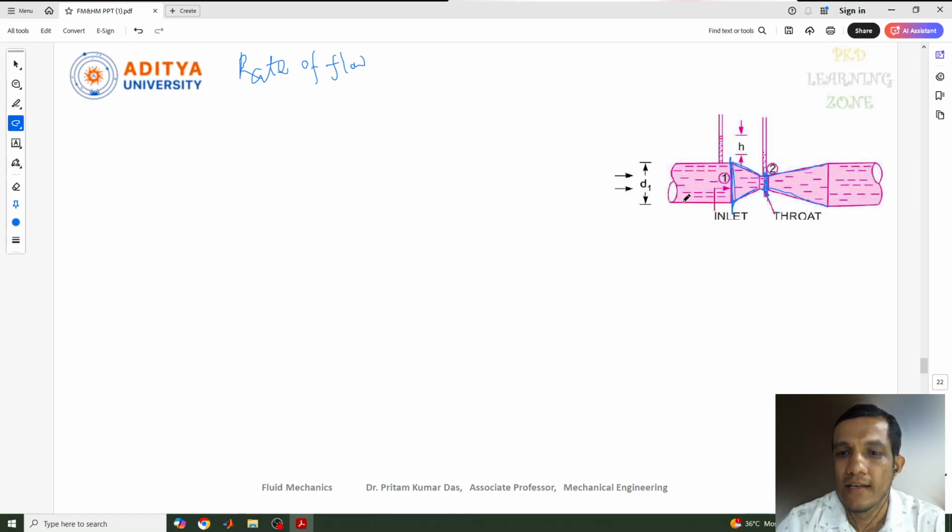Next, as I told you, three different parts are used here. One is the converging part, one is the small throat, and one is the diverging part. This venturimeter is based on the Bernoulli's equation principle. So now let's find out the expression, or the derivation, or the equation for the rate of flow through the venturimeter.